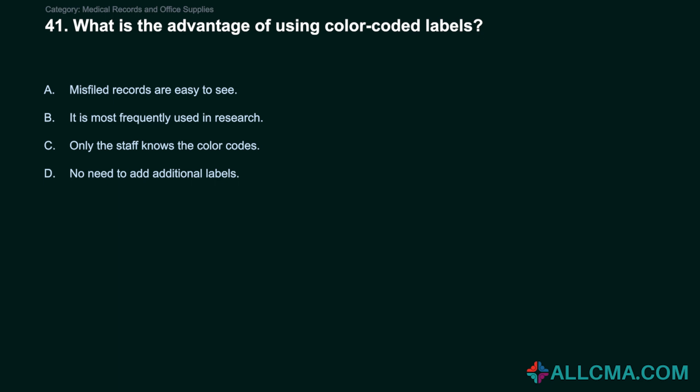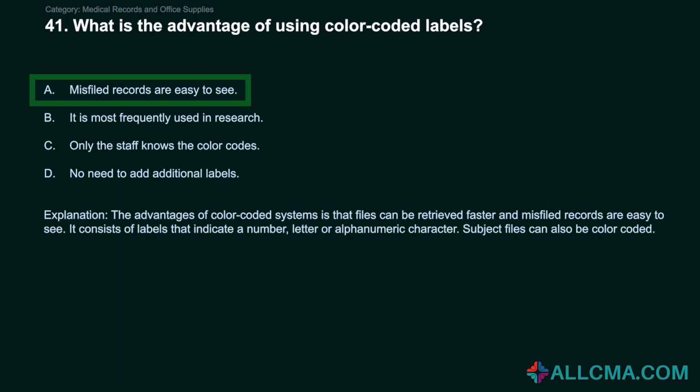41. What is the advantage of using color-coded labels? A. Misfiled records are easy to see. B. It is most frequently used in research. C. Only the staff knows the color codes. D. No need to add additional labels. Correct answer: A, misfiled records are easy to see. The advantages of color-coded systems are that files can be retrieved faster and misfiled records are easy to see. It consists of labels that indicate a number, letter, or alphanumeric character. Subject files can also be color-coded.